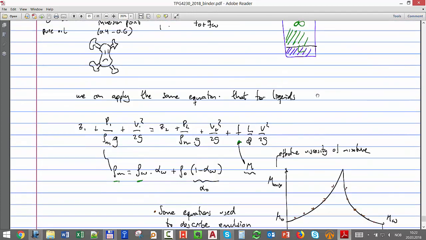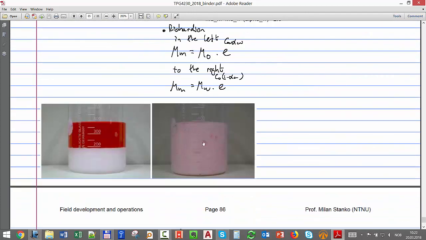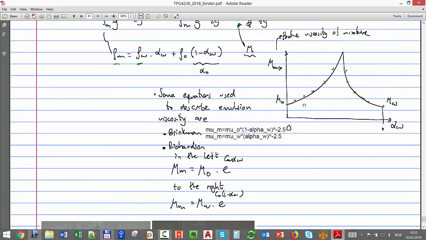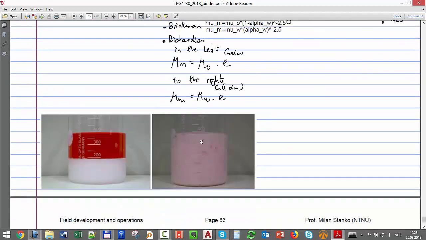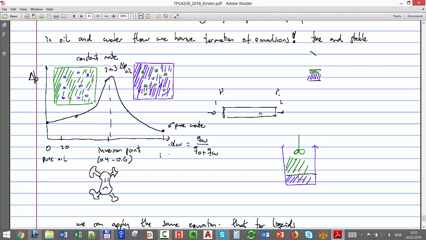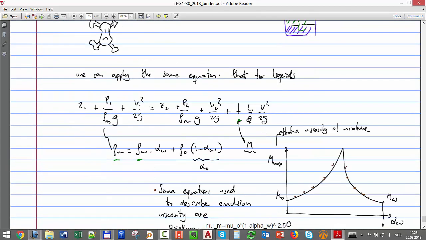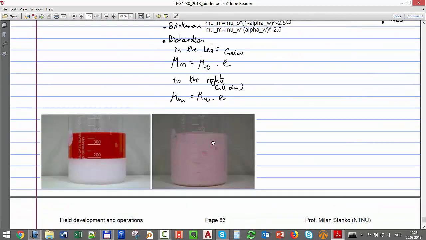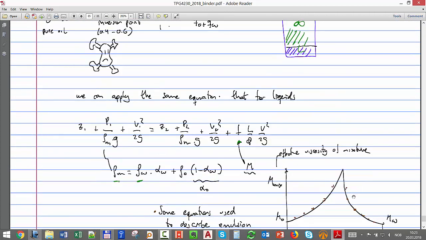But be careful, when you make this test in a beaker and you make these measurements, you have to be sure that the mixing or the shear that the fluid experiences is the same that it will experience when being transported in the pipe. If you use too much, then sometimes you get a completely different behavior than if you use the right amount.